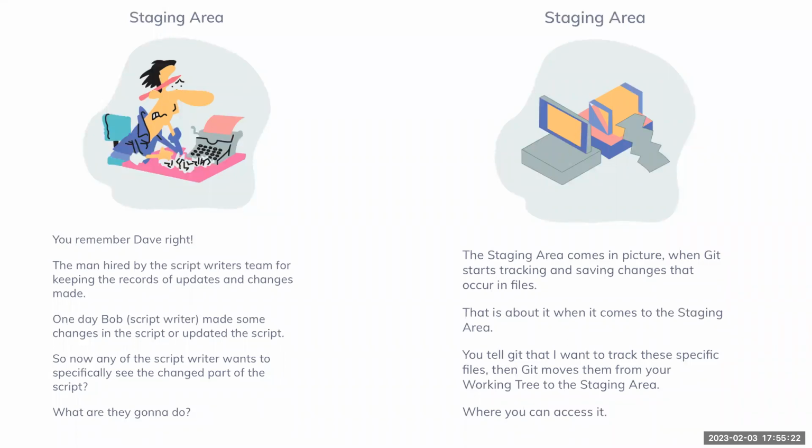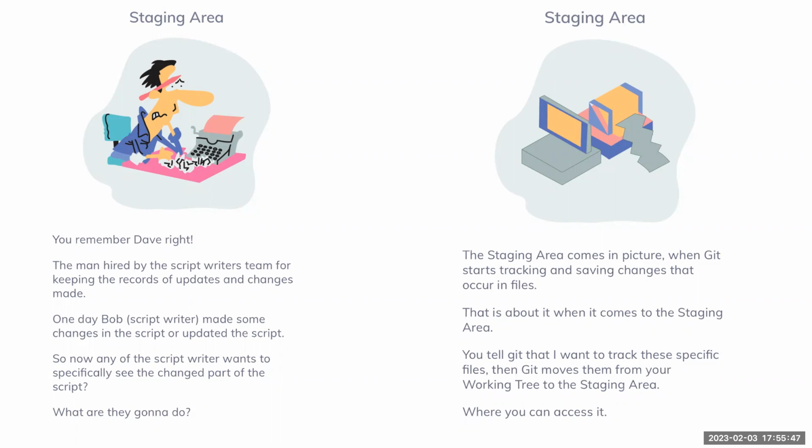So what are they going to do, right? Let's say he has modified a couple of things, and he wanted to check which file was modified. That problem will be resolved by the staging area. The staging area will hold all the changed files and untracked files.